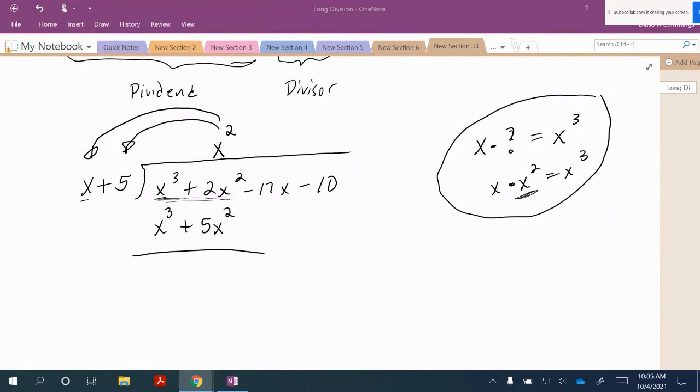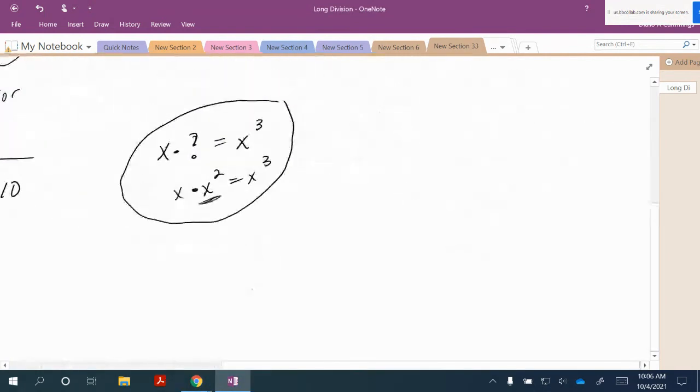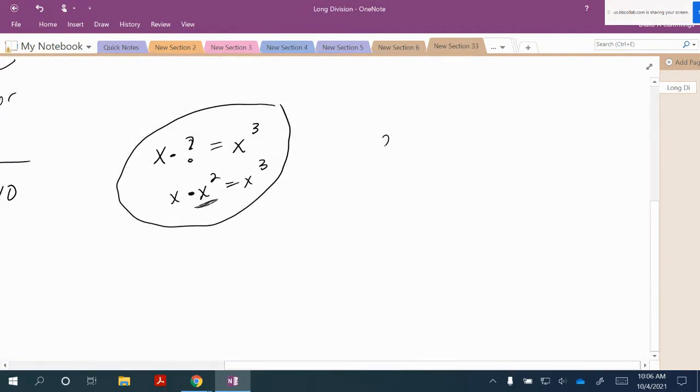All right, so now the same process you use for real numbers is the same process you use for these algebraic equations. For example, I'm just going to go over here for a second and let's say we divide 3 by, I don't know, 54 or something like that. All right, so 3 can go into 5 once without going over. 3 times 1 is 3, and then you subtract.